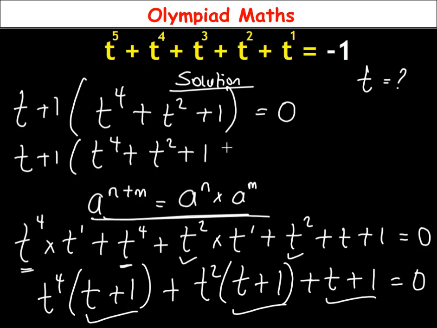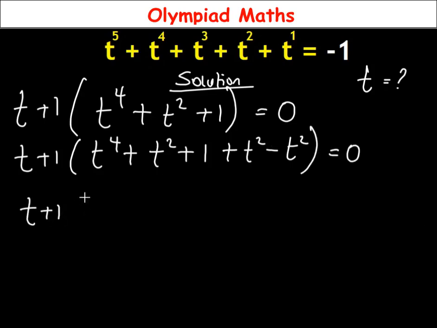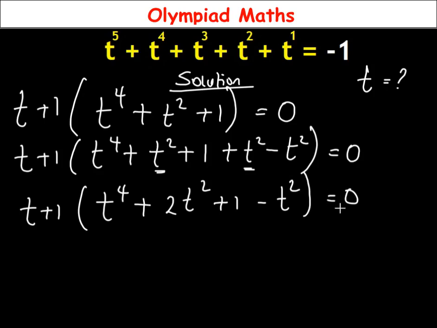Now, if we introduce plus t squared minus t squared, plus t squared minus t squared is 0, so it won't change the initial equation. But bringing it here, because we want to make use of it, is all equal to 0. t plus 1 in bracket, t raised to the power 4. Now, t squared plus t squared is plus 2t squared. Then we have plus 1, then minus t squared is all equal to 0.